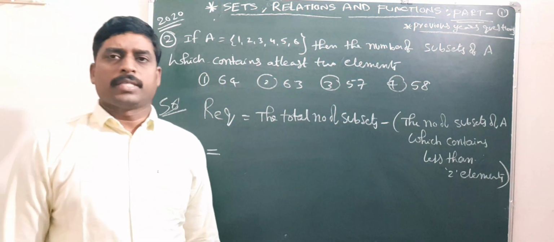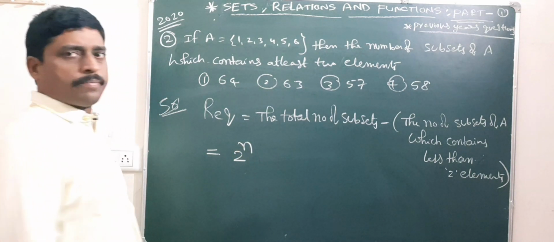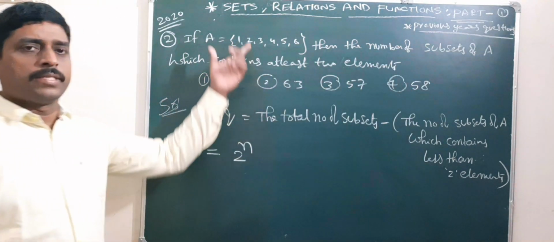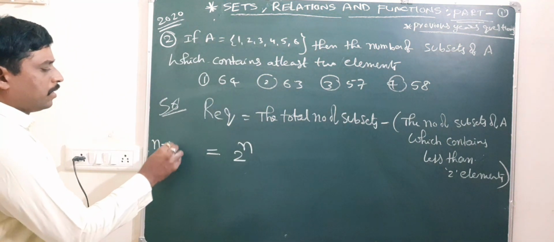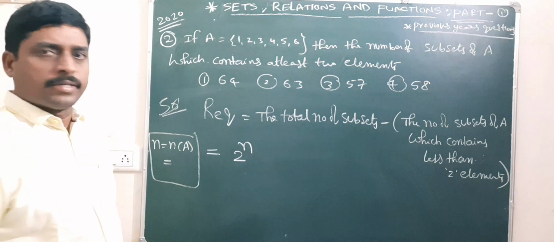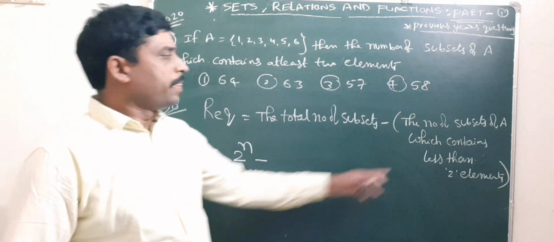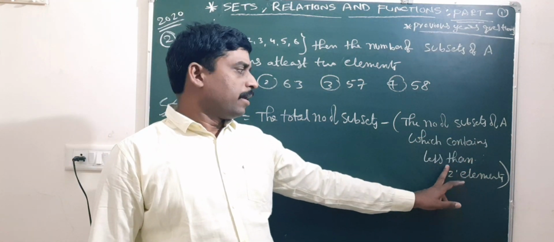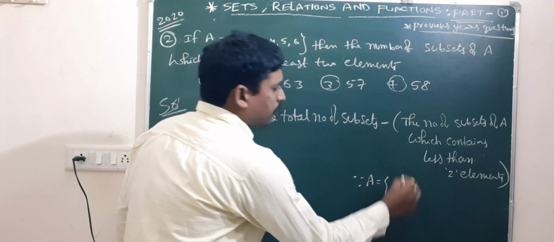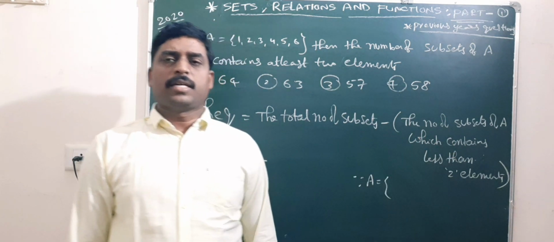The total number of subsets is nothing but the power set of A. This formula is 2 to the power n, where n is the number of elements in A. In this statement, A having 6 elements is given, so n(A) is equal to 6, minus the number of subsets which contain less than 2 elements. So the number of subsets of A which contain less than 2 elements.